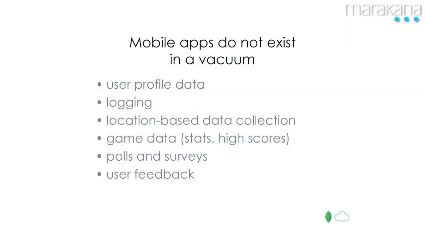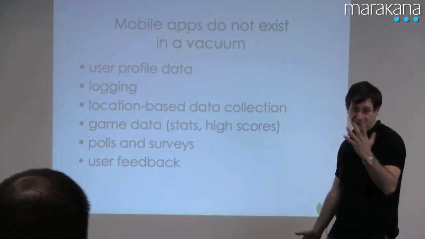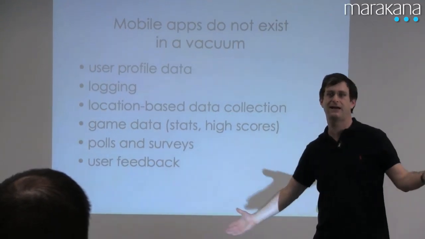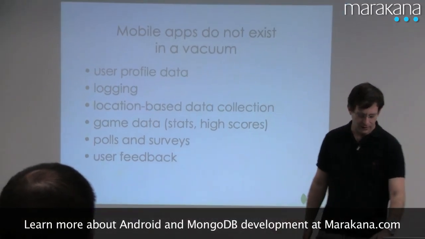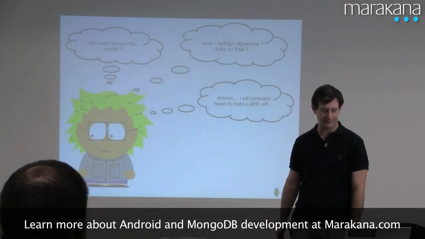Anything from just wanting to store user profile data, logging. Obviously with mobile, location-based data collection is really important. Game data, polls, surveys. These are just examples, but really, it could be anything. Your backend could be Facebook, right, or Twitter. The point is, this is a real problem.